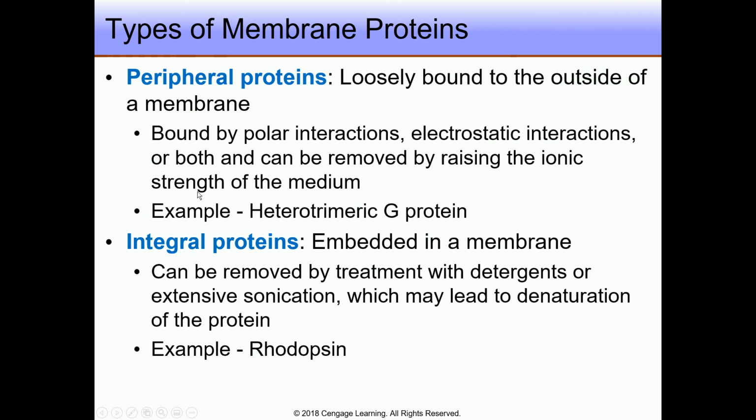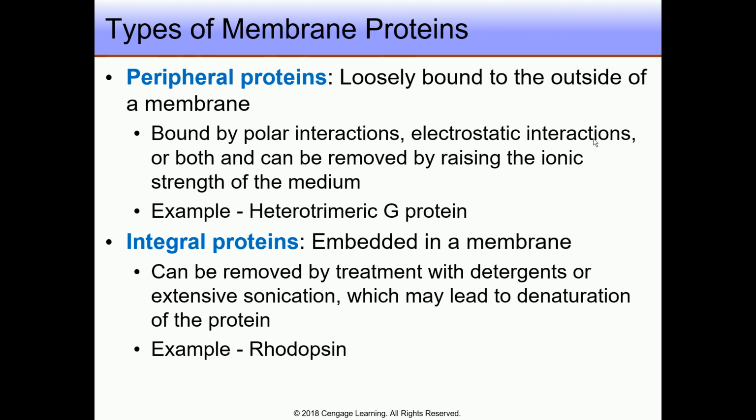Now, the proteins which are present in the membranes can be integral proteins. Integral proteins are those proteins which actually are part of the phospholipid bilayer. Peripheral proteins are those proteins which are actually not part of the phospholipid bilayer. They are present outside the phospholipid bilayer. They're loosely attached to the membrane, and they can be attached by polar interactions or electrostatic interactions. And it's very easy to remove the peripheral proteins.